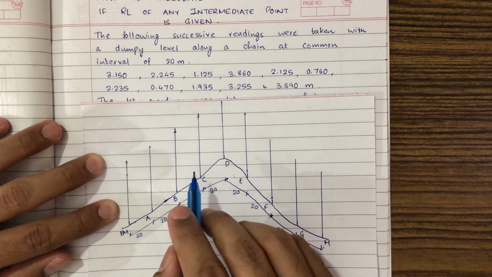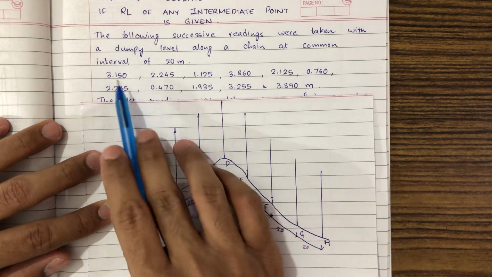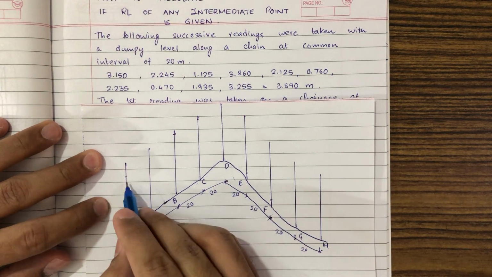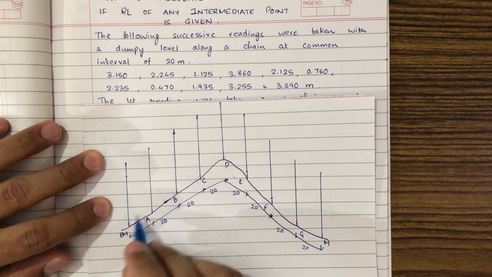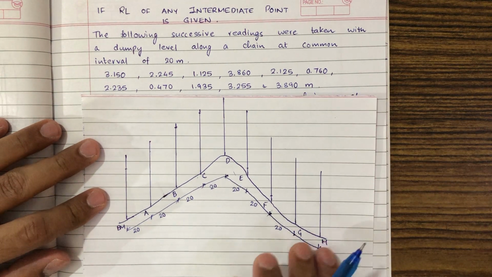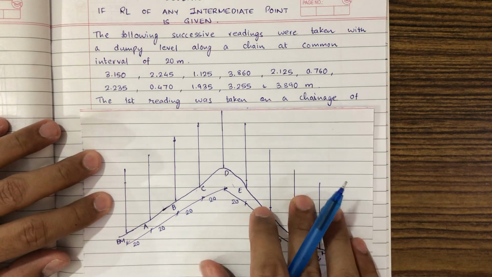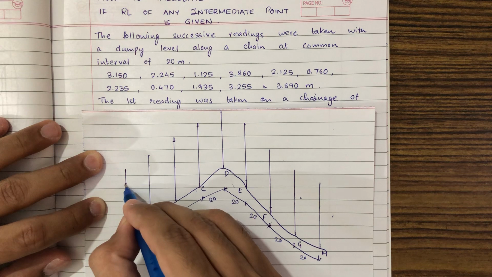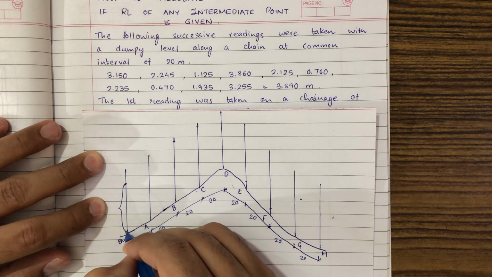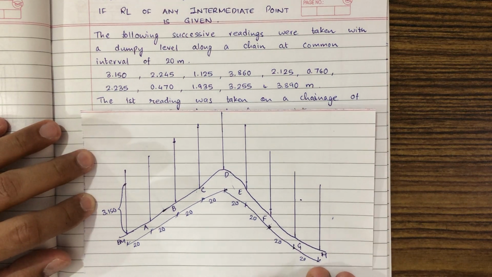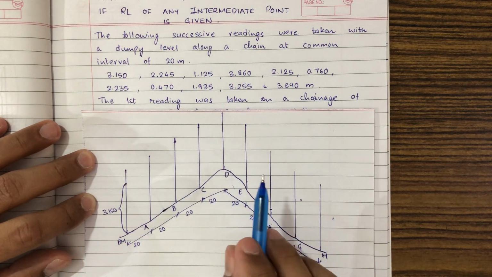Okay. Now first reading that is given is 3.15. It is saying that these are the leveling staffs that is placed on these points, benchmark A, B, C, D. Now first reading is 3.150. So suppose this is the first reading, that comes out to 3.150. Second reading is 2.245.